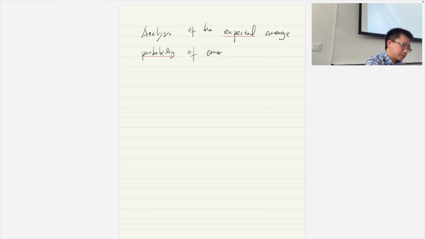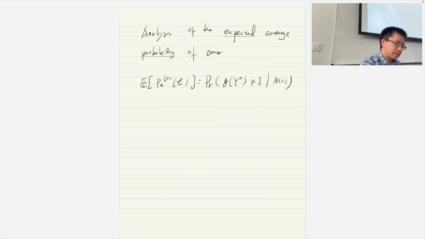Okay, so the probability of error is given by this, as we said before. That's the probability that, again, we're going to use the technique we used to show the discrete time case. We only need to consider message 1; we do not need to consider other messages. So this equals the probability that this guy does not equal 1, given 1 is sent. This is what we showed before.